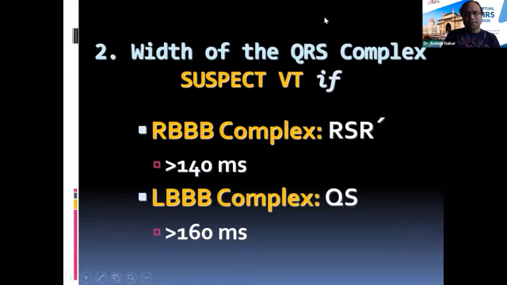The next aspect that you look at is what is the morphology in V1. Is it RBBB type, so is it this RSR dash, or is it LBBB type, that is predominantly a QS complex in V1? Now, whenever you have a QRS width which is more than 140 milliseconds in an RBBB type of wide QRS tachycardia, it's a VT. The same thing applies to LBBB, but you need to have a little stricter criteria, because by itself LBBB is a wider QRS complex than RBBB. So the width of the QRS does help you.